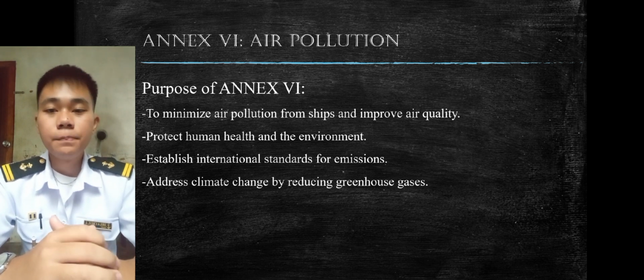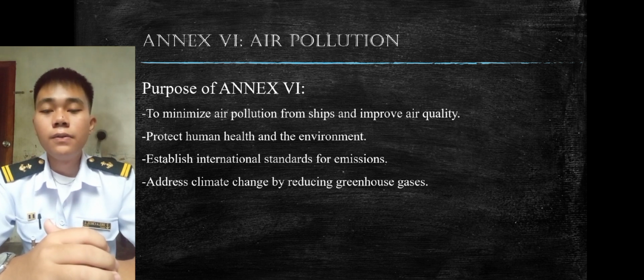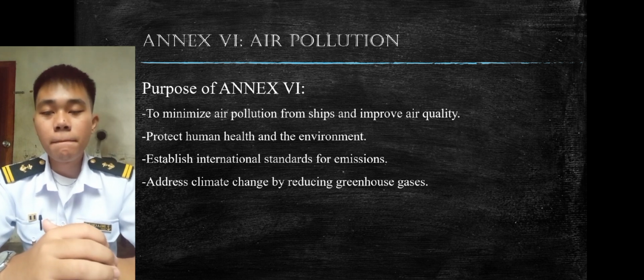For the first slide, we have here the purpose of Annex 6. We have four major purposes of Annex 6. First is to minimize air pollution from ships and improve air quality. Second is to protect human health and the environment. Third, establish international standards for emissions. Fourth, and the last one, is to address climate change by reducing greenhouse gases.